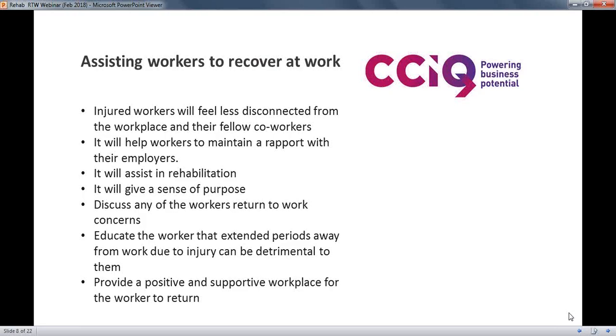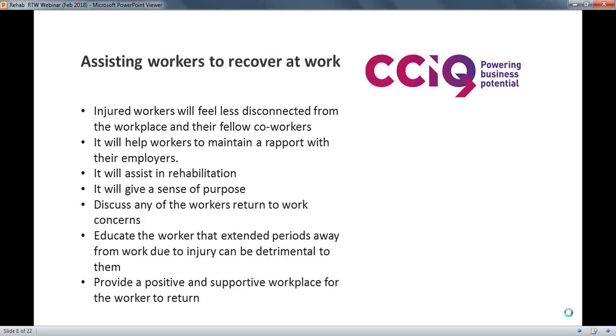Now, I'm sure some of these are absolutely obvious to all parties, but I just stress these are important factors that everyone should be considering. And of course, providing a positive and supportive workplace for the worker to return to is really important.